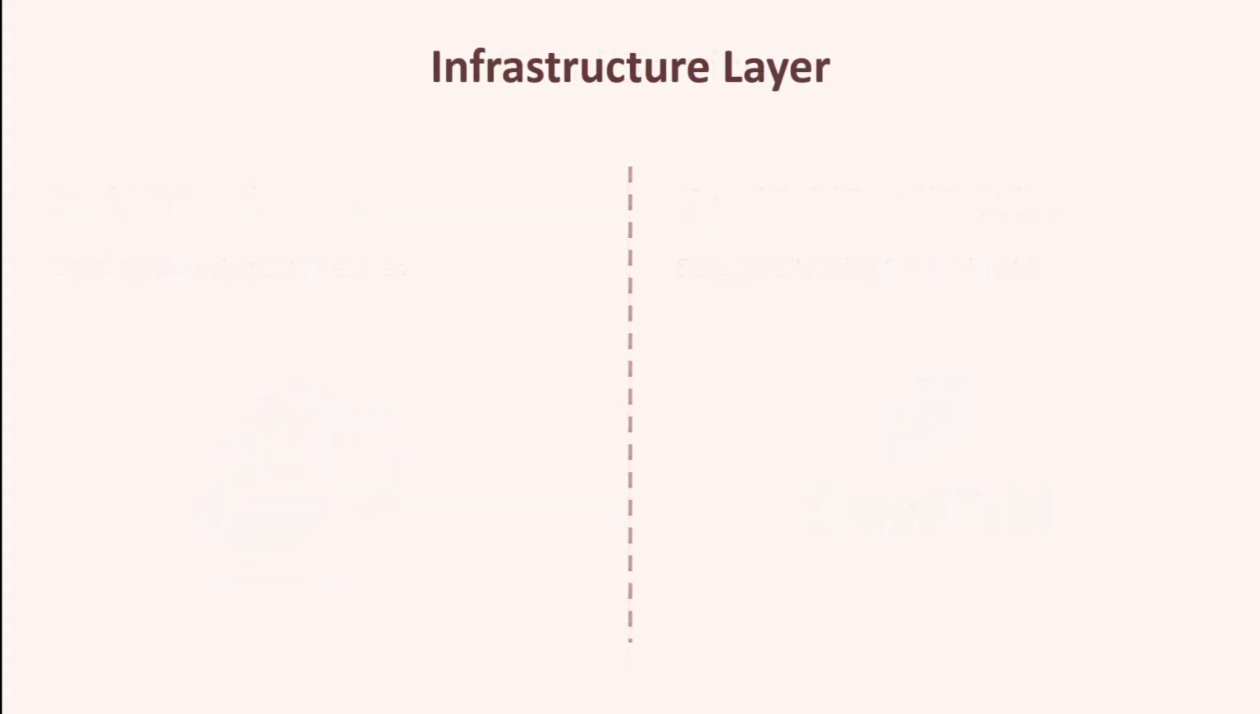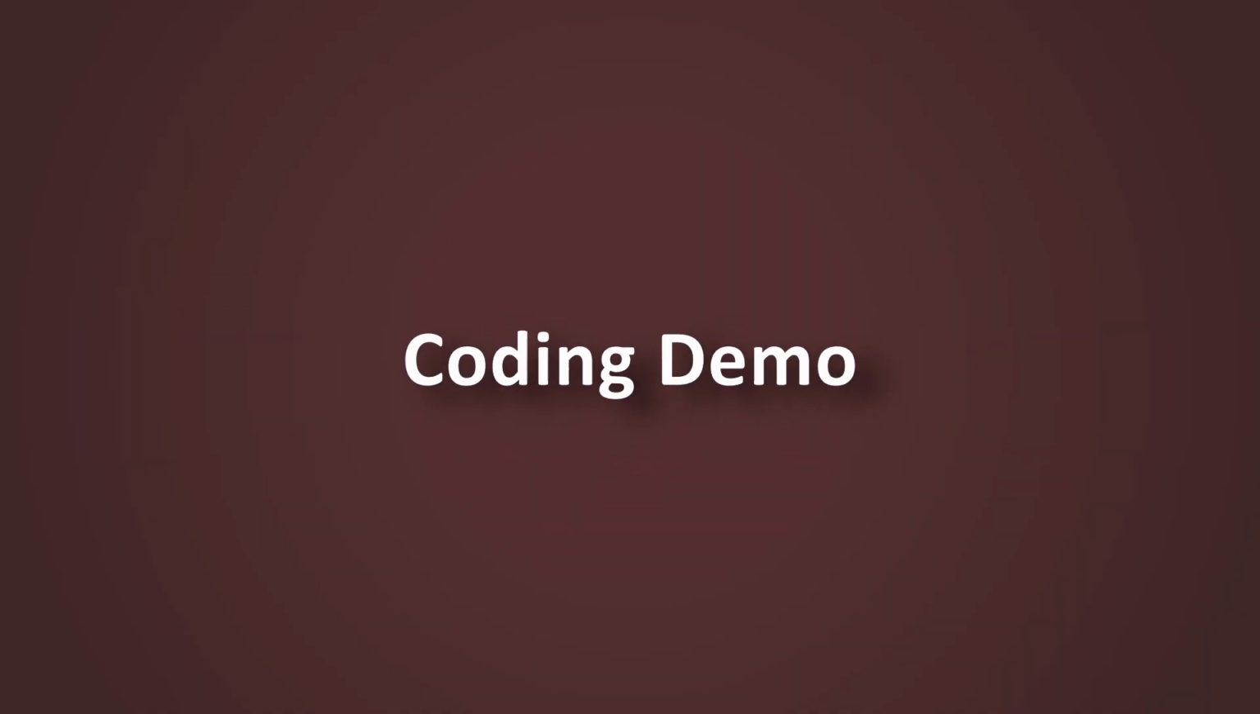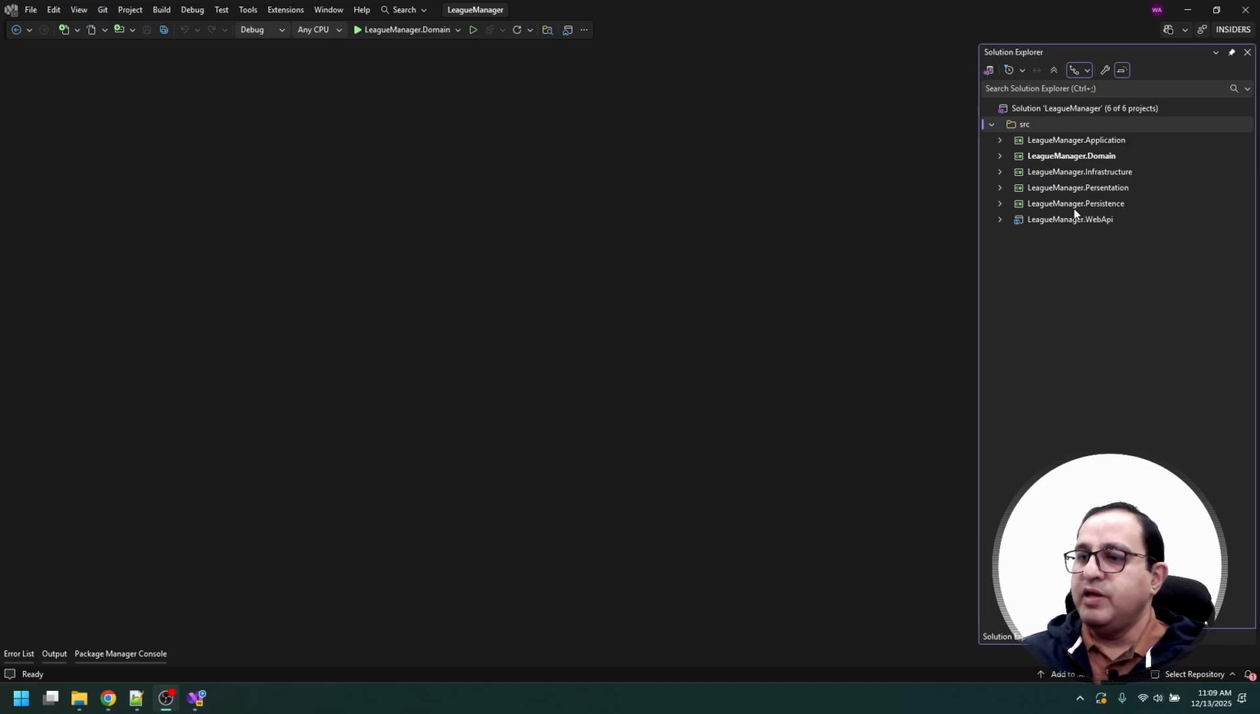When implementing the infrastructure layer, I prefer splitting it into two separate projects, infrastructure and the persistence. The infrastructure project contains implementations for external and third-party services, while the persistence project is responsible for database access and database-related implementations. Let's jump into a practical code example to see how the infrastructure layer is implemented in a real application. I have opened the same Football League Manager application we are building from the last two videos.